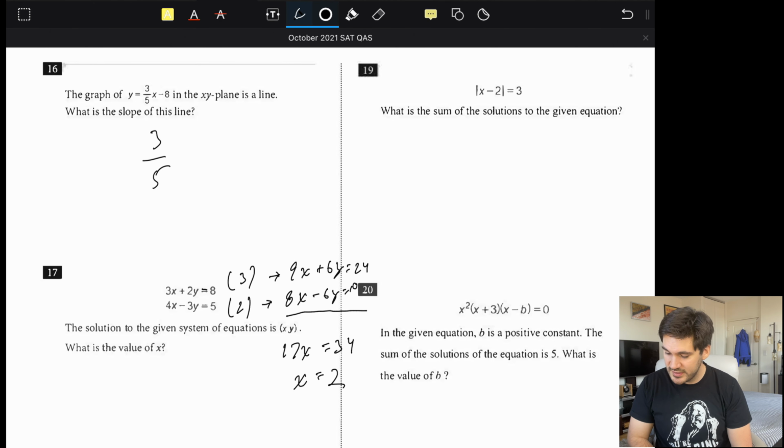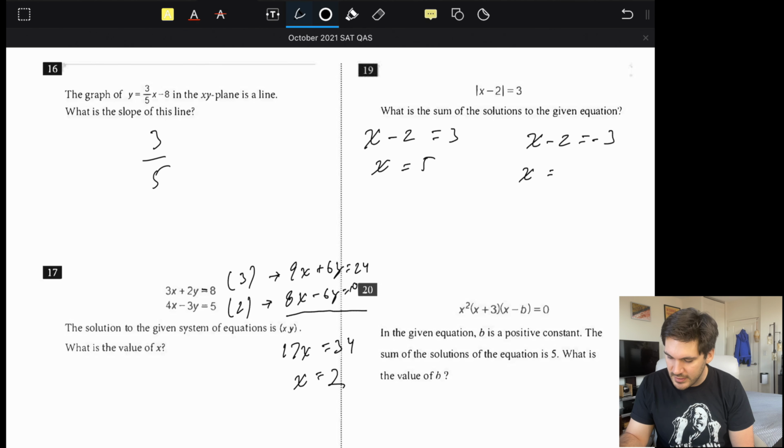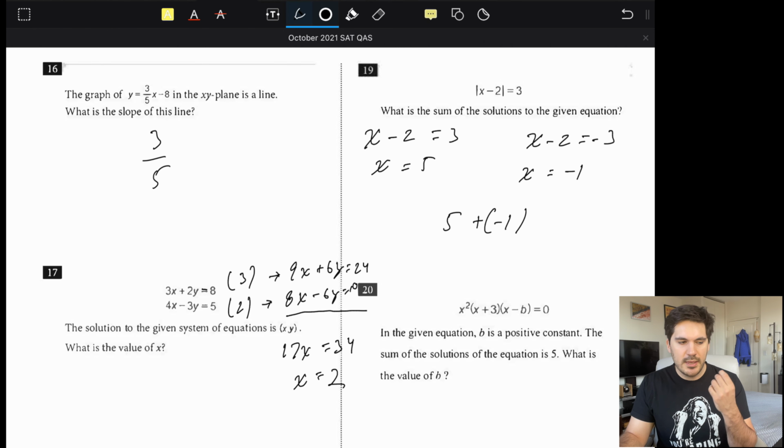Number 19, what is the sum of the solutions to a given equation? Super easy. You just do x minus 2 equals 3. And then because it's an absolute value function, you set up a second equation. x minus 2 equals negative 3. So x equals 5. x equals negative 1. 5 plus negative 1 equals 4.